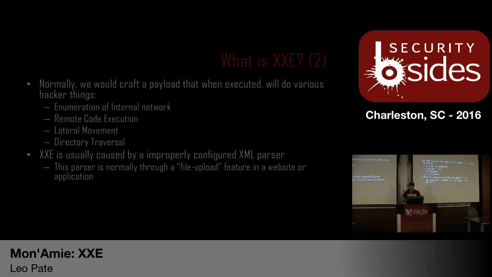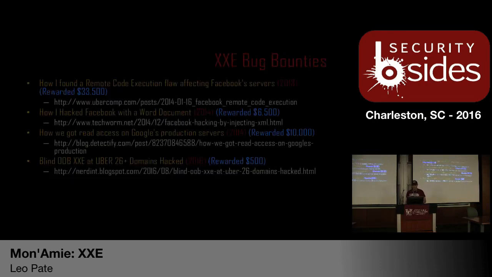XXE is usually caused by an improperly configured XML parser. Improperly configured means that the external entity portion is turned on by default. In a lot of different programming languages, it is in fact turned on by default. This parser is normally reached through a file upload feature in a website or application. The demo that I'm going to be using today is an open source business Facebook called eXo Platform. It's run locally, and it's going to show how it can actually be exploited.